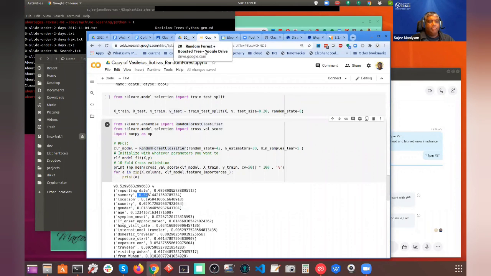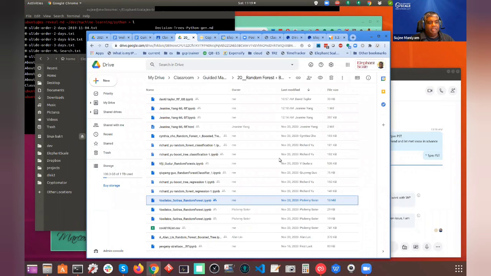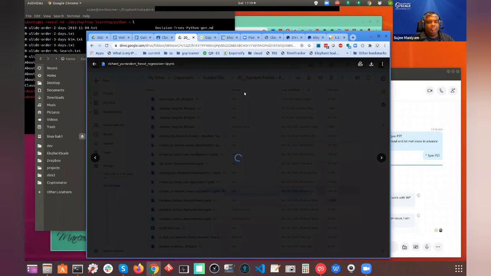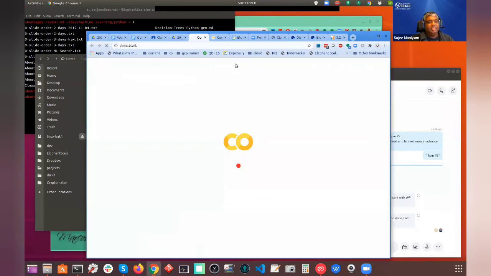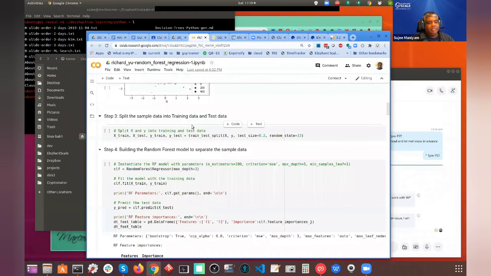Did anybody do the regressions? Any regression with random forest? I'm curious, so I can quickly highlight it. Just randomly, maybe Richard. I see your notebook. Let me see if I can bring it up. Again, guys, like I said, there's no need for it to be complete. I'm looking for examples.